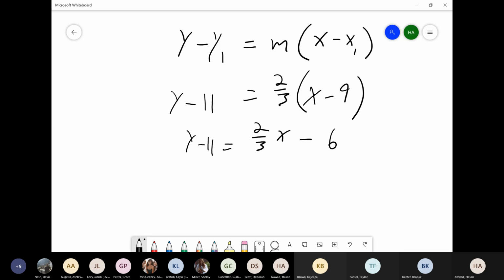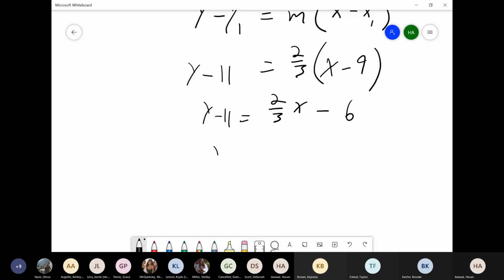And now solving for y, there's only one last step that we have to do. So I'm just going to add 11 over. And that means I'm going to have y is equal to 2/3 x minus 6 plus 11.